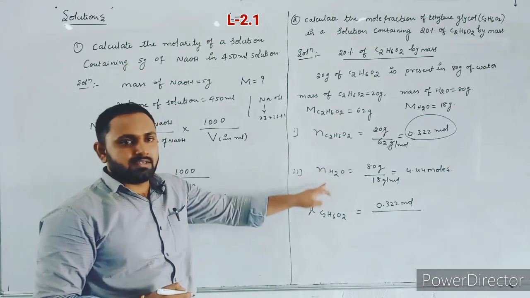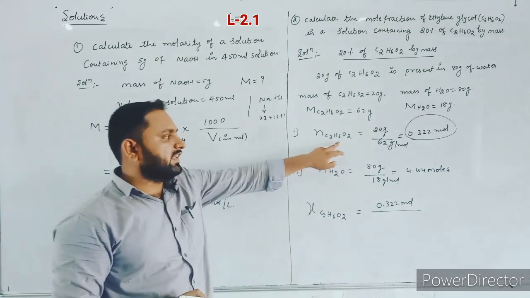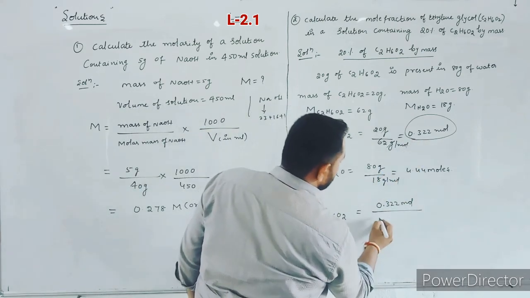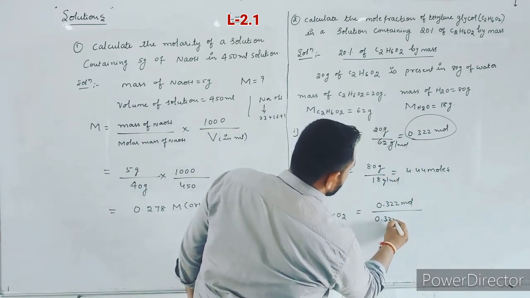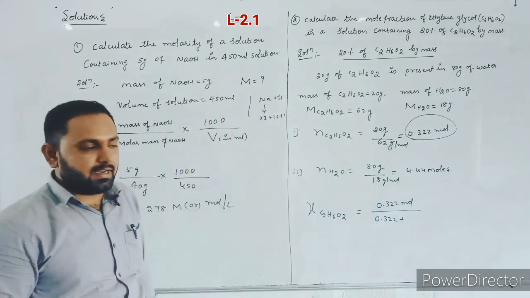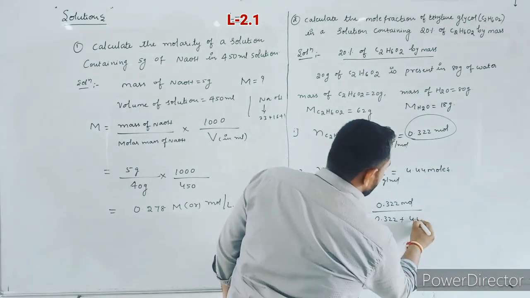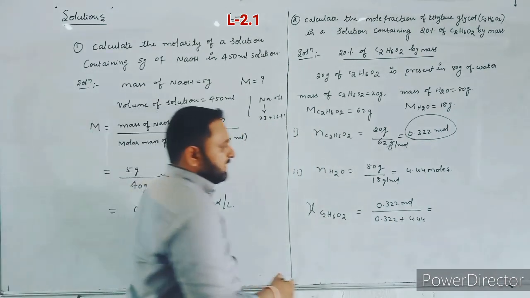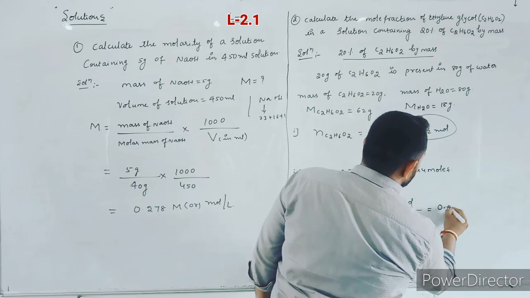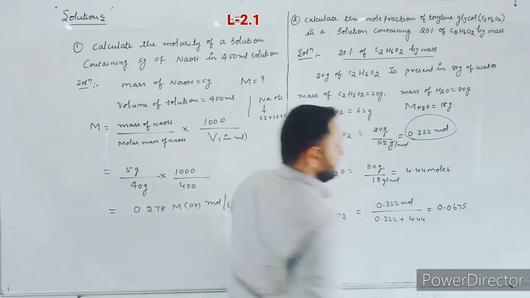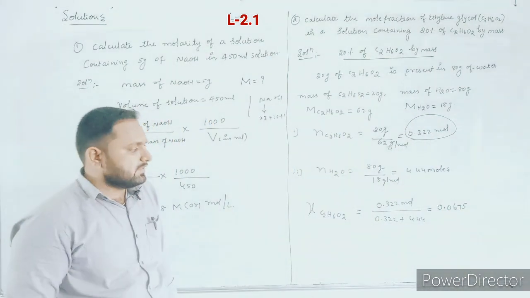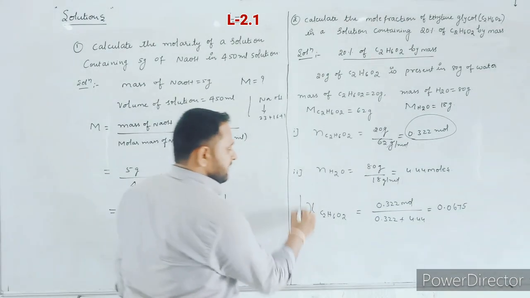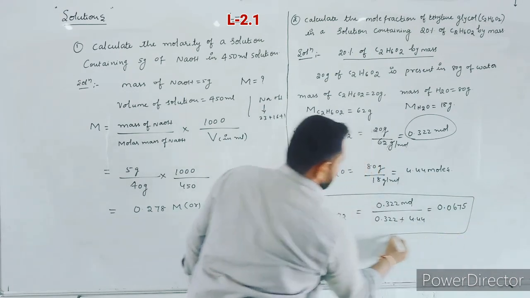Next, divide by the total number of moles. Here there are two components, so you have to add the number of moles of ethylene glycol and the number of moles of water. That is 0.322 plus 4.44. Now you simplify this, and you will get nearly 0.0675. Here there is no unit for mole fraction. This is the mole fraction of ethylene glycol. In this way we have to calculate mole fraction.